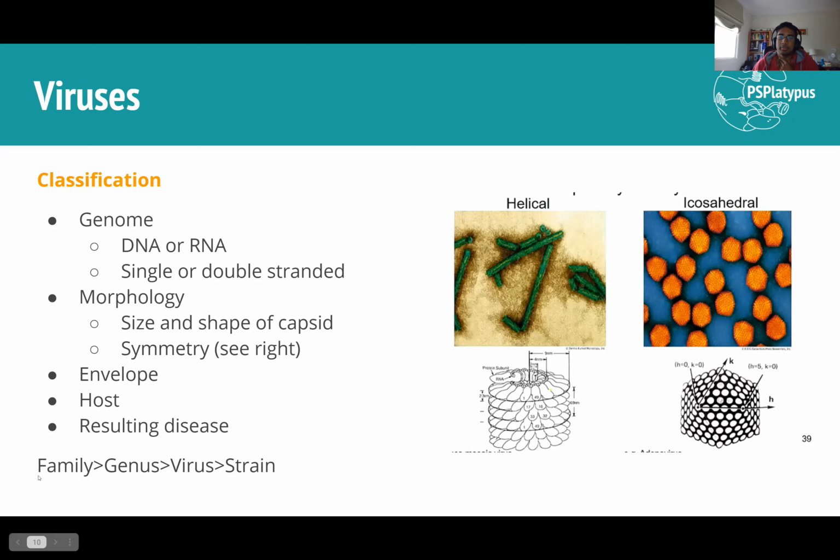Now I want to stress, we've got sort of like a family genus structure here. That doesn't mean that this fits into the classification of everything else. So we've got the whole big universal classification system for all living things. These are outside of that because they're not living things. When we talk about viral families, genuses, viruses, and strains, they don't fit into any kingdoms or phyla or anything. They just stand on their own.